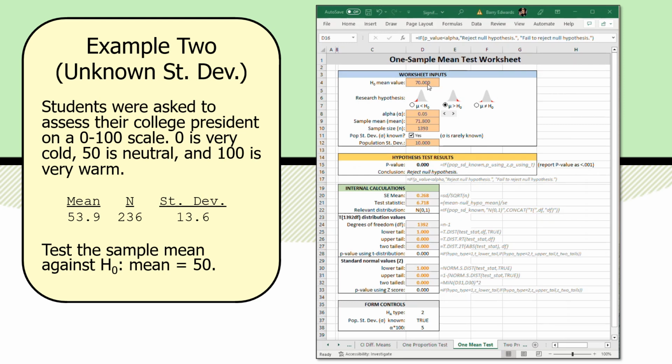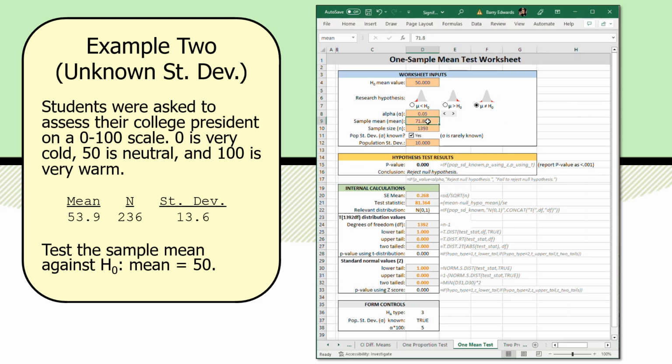So the worksheet values, let's start with the hypothesized mean value given to us in the problem, 50. For the research hypothesis, we're testing whether the mean is simply different than 50. So I will click the two-tailed version. And you can kind of see here that the mean is not equal to 50. And we would reject that null hypothesis if it's either significantly greater than 50 or significantly less than 50. Alpha will leave at the conventional 0.05 level.